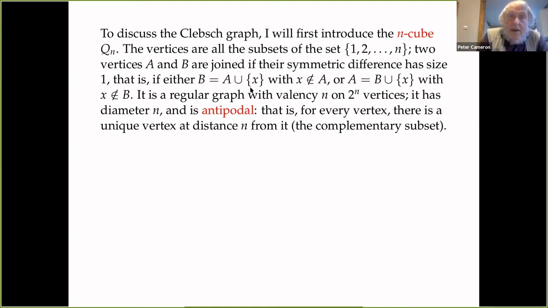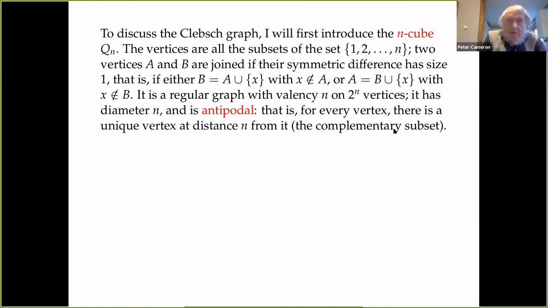So either B is A with a new element put in, or A is B with a new element put in. That gives you a graph of valency n, because you can take any x, and if it's in A, you take it out. If it's not in A, you put it in to get the corresponding neighbor. So this is a regular graph. The diameter is n, because you can only move one step at a time, so to get from the empty set to the whole of {1, up to n} will take n steps. It's also an antipodal graph. That is, for every vertex, there's a unique vertex at maximum distance from it, namely the complementary subset.